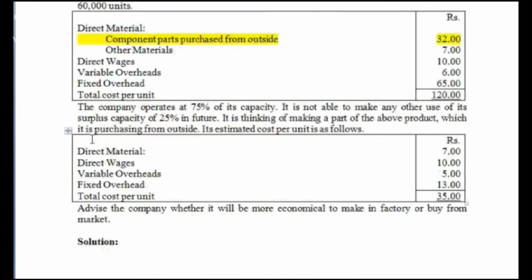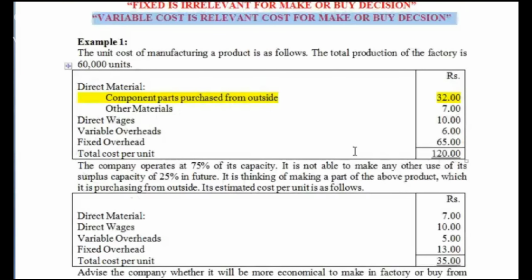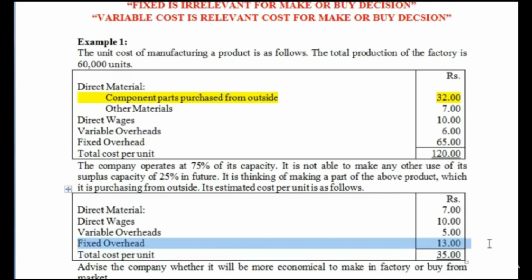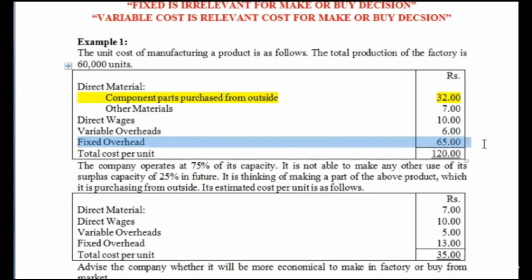So here in this cost structure, both kinds of cost are included: fixed cost and variable cost. Direct material is variable, direct wages variable, variable overhead is variable, but fixed cost of 13 rupees is included in it, right? And why should it not be included in the make or buy decision? Because this fixed overhead is already included in the 65. So once you have paid your fixed overhead, you need not pay it again. That's why it should not be considered.